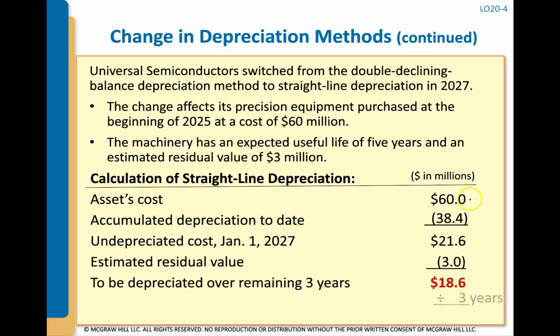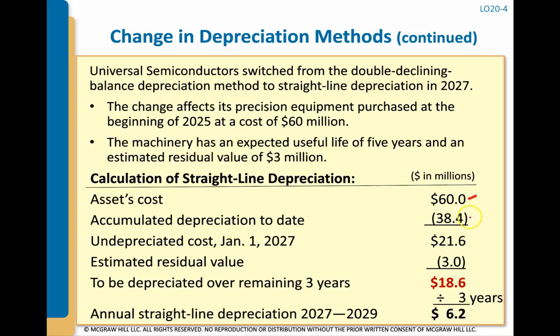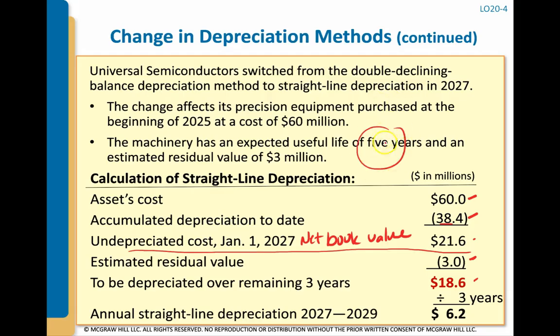Here's our original cost of $60 million. We have accumulated depreciation to date of $38.4 million. So our undepreciated cost, which you can also call the net book value at 1/1/27, is $21.6 million. Now you have to reduce that by the estimated residual value, which gives us $18.6 million, and the life of this asset is 5 years.